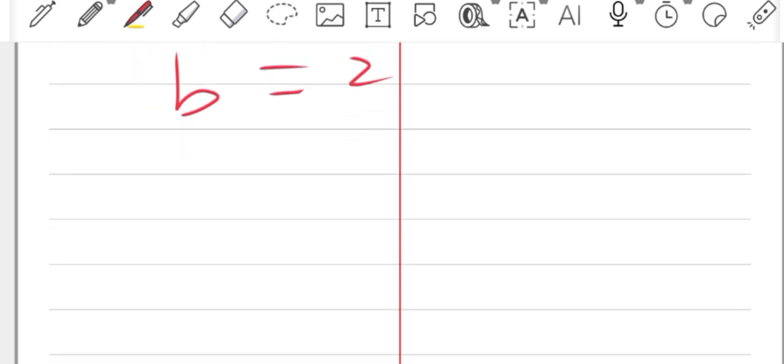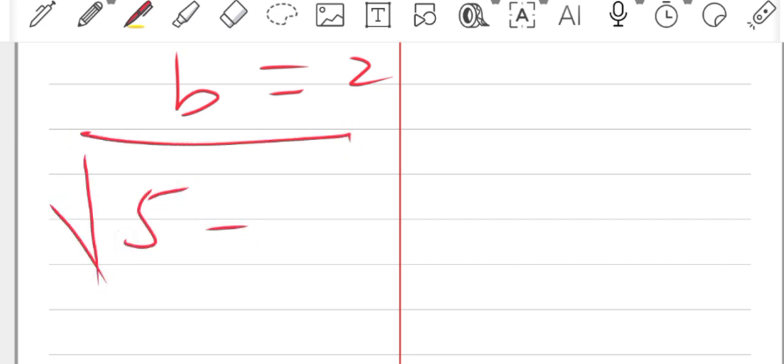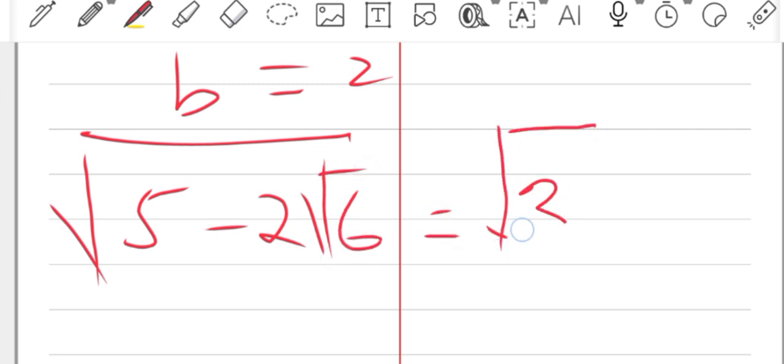Now it means that we can rewrite our final answer: root of 5 minus 2 root 6 is equal to root 3 plus root 2. And that does it for the final solution.